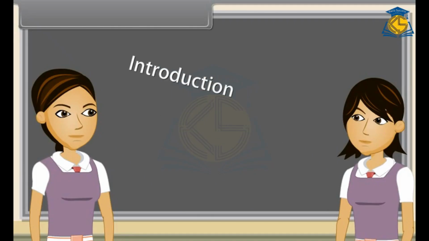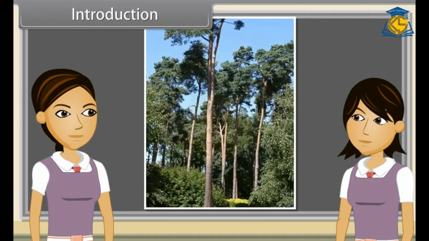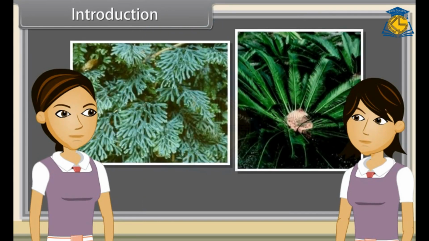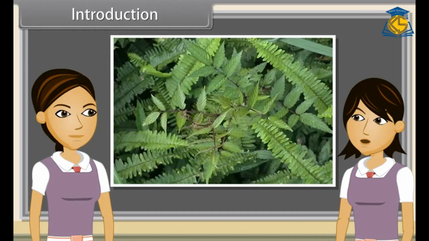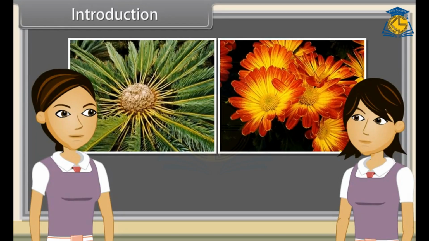Introduction. As we have already discussed earlier, land plants are divided into Thallophyta, Bryophyta, and Tracheophyta. Tracheophyta includes vascular plants. These vascular plants are pteridophytes, gymnosperms, and angiosperms. We have already discussed pteridophytes. Now we are going to study gymnosperms and angiosperms.